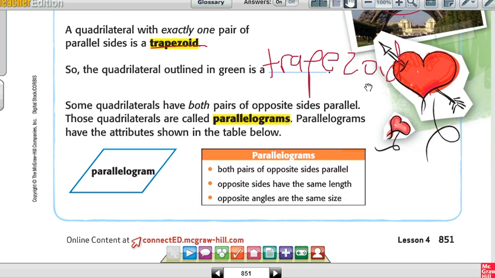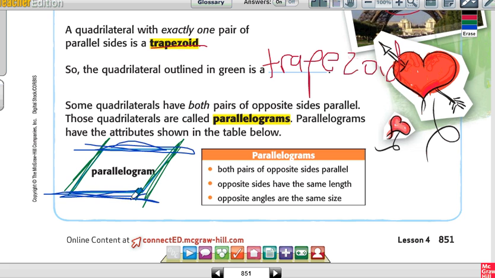And some quadrilaterals have both pairs of opposite sides parallel. So what that means is this side is parallel and this side is parallel. That's one pair. Then the top side is parallel with the bottom side. That's another pair. So it has 2 pairs, and both pairs of opposite sides are parallel. Those quadrilaterals are called parallelograms. You can say that 3 times, huh? Okay.